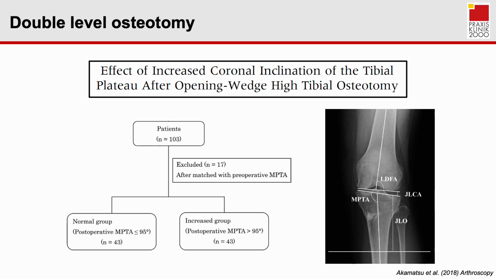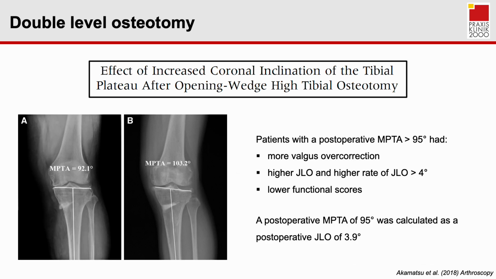The authors compared a group of patients with a postoperative MPTA of 95 degrees or less with a group of patients with an MPTA of more than 95 degrees. The main findings were that patients with an MPTA of more than 95 degrees had more valgus overcorrection, a higher joint line obliquity, and a higher rate of joint line obliquity of more than 4 degrees, and lower functional scores.